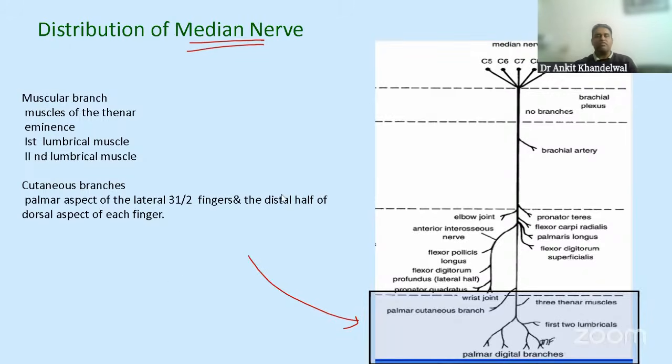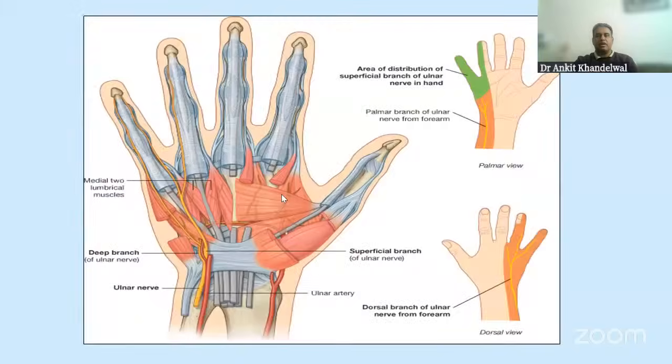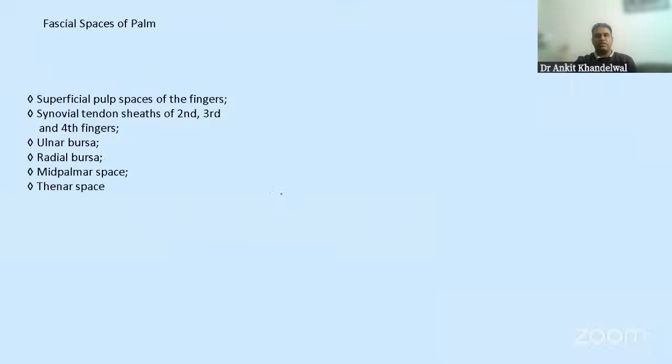This is a complete flow chart of the median nerve. Please take a screenshot and try to make it. Again, branches shown over here. This is just for understanding fascial spaces in the palm. Yes, you can write it out there. That can also come as a question. This is also a question.